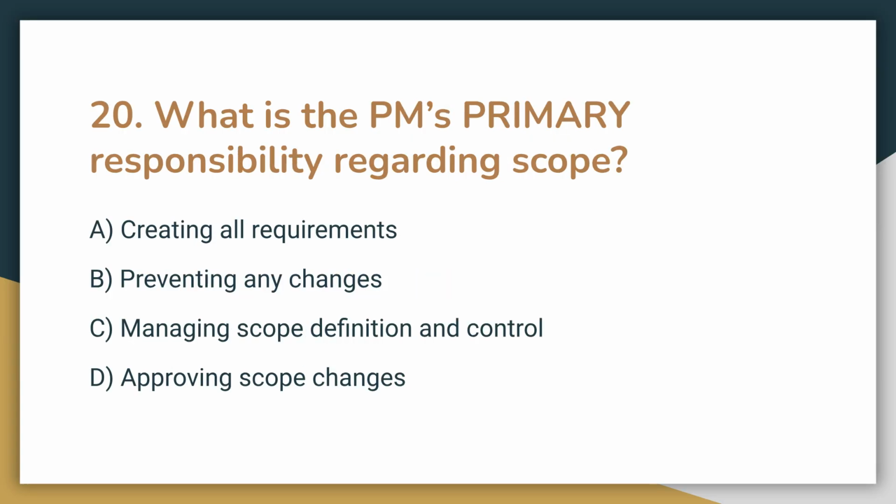Question 20. What is the PM's primary responsibility regarding scope? A. Creating all requirements. B. Preventing any changes. C. Managing scope definition and control. Or D. Approving scope changes. The PM's primary responsibility regarding scope is C. Managing scope definition and control. The project manager manages the overall process, not the final decisions alone.